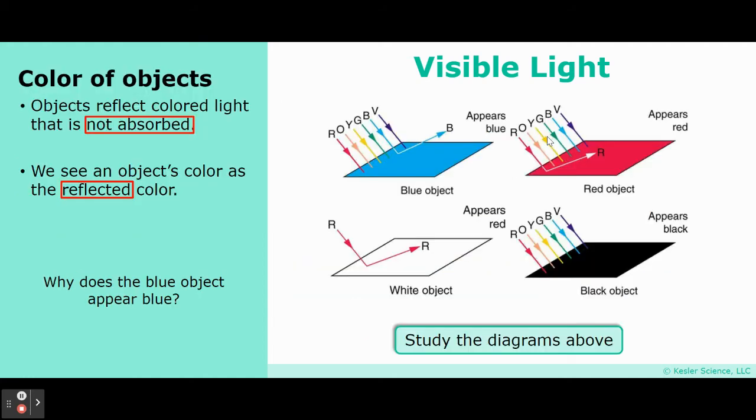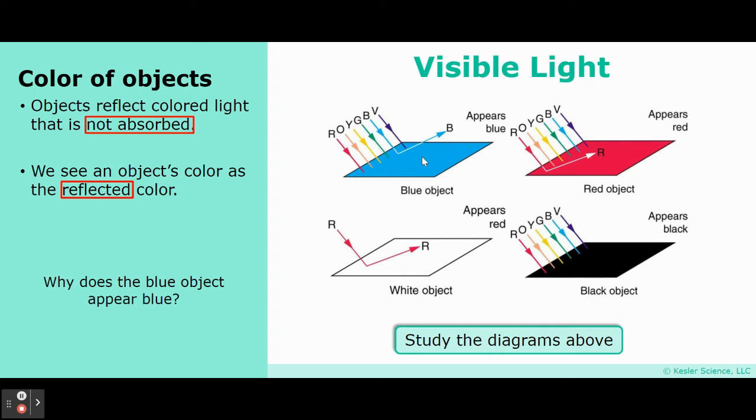So why do we see things as blue, red, white, or black? This is actually because objects reflect colored light that is not absorbed. So if it doesn't absorb it, then it reflects back to us, and that's the color that we see. We see an object's color as the reflection color.